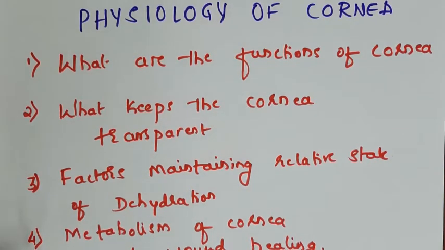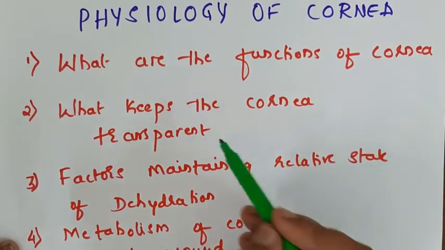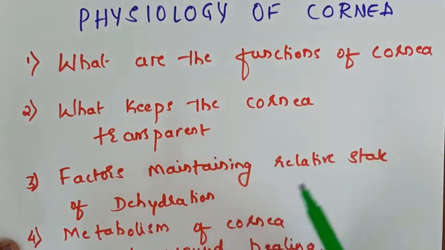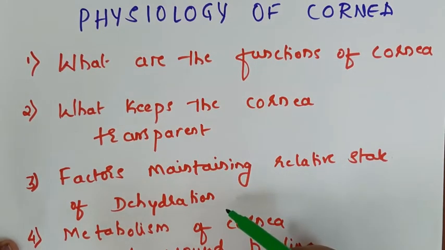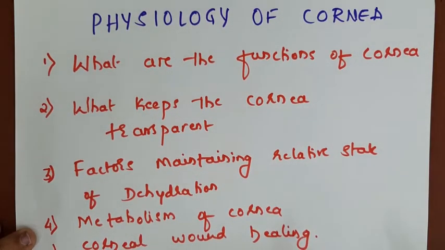Today we will discuss the physiology of the cornea. In this video I will be answering these questions: what are the functions of the cornea, what keeps the cornea transparent, factors responsible for maintaining the relative state of dehydration of the cornea, metabolism of the cornea, and the corneal wound healing process. All these are very important questions from the topic physiology of the cornea.